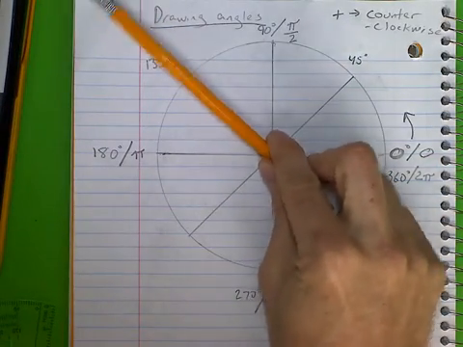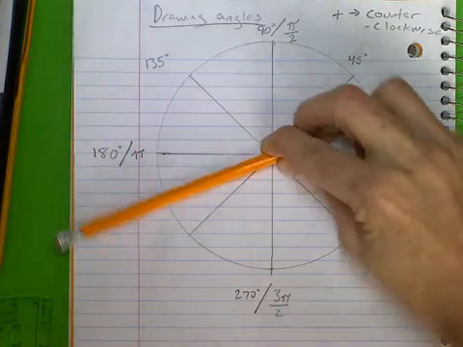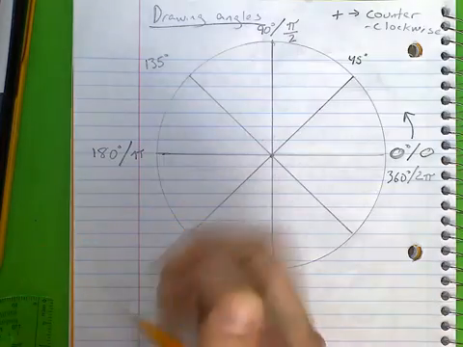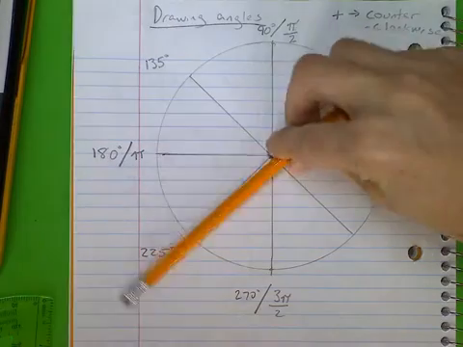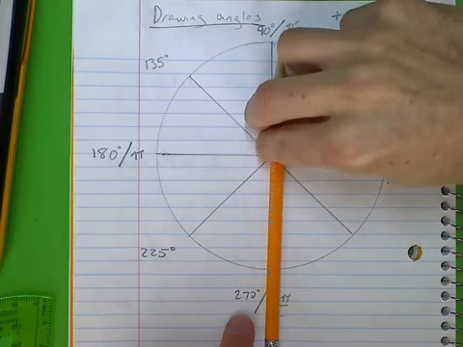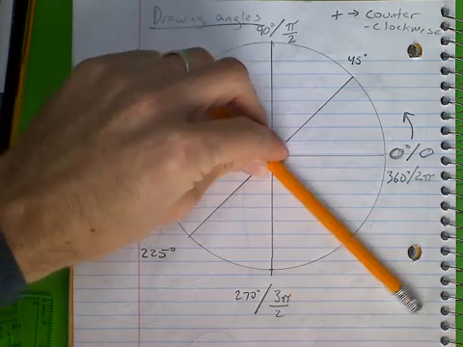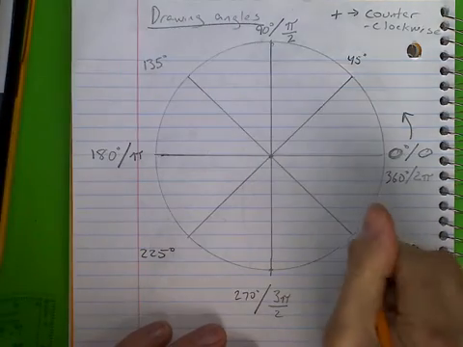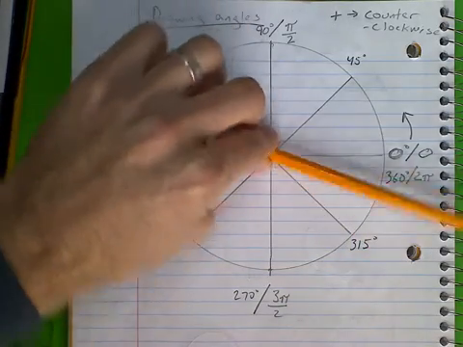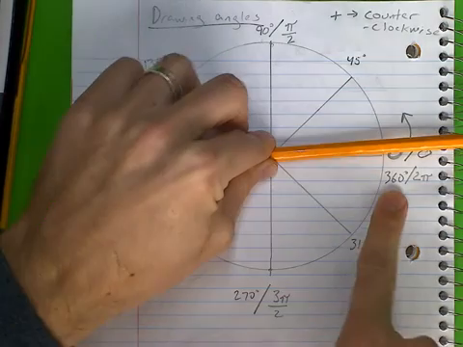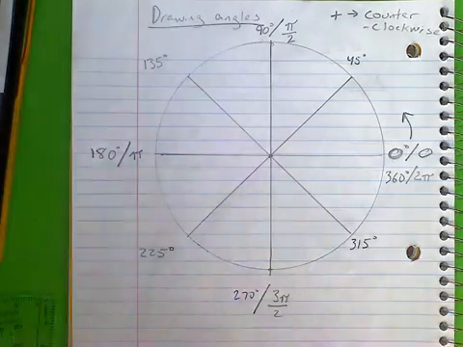So 135 plus 45 is 180. I already have that one. And then we add another 45 degrees for the next rotation, 225. Then we add another 45 degrees, 270. Already got that one. Then we add another 45 degrees, 315. And then we add another 45 degrees, and we get 360, just like we were supposed to. So we know we probably added right.